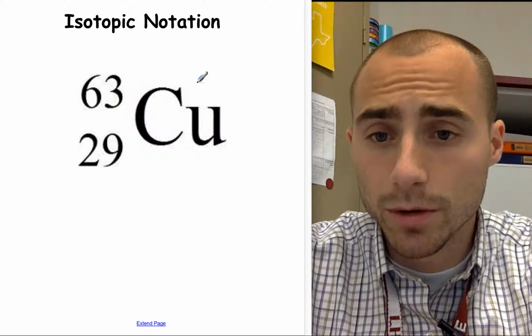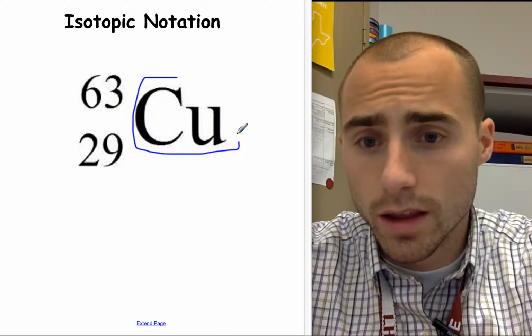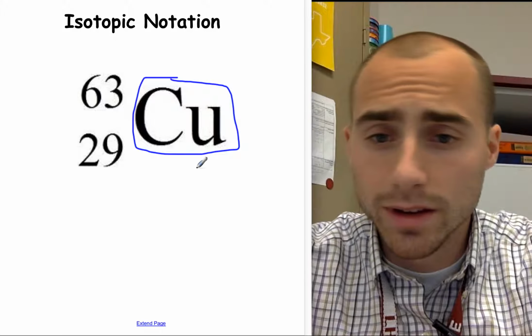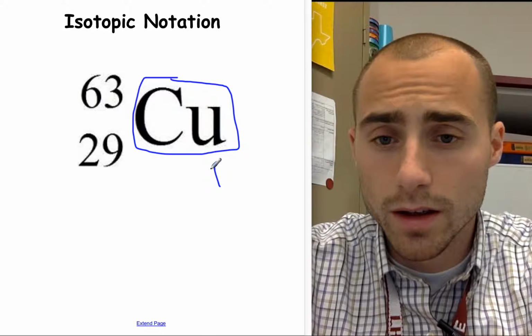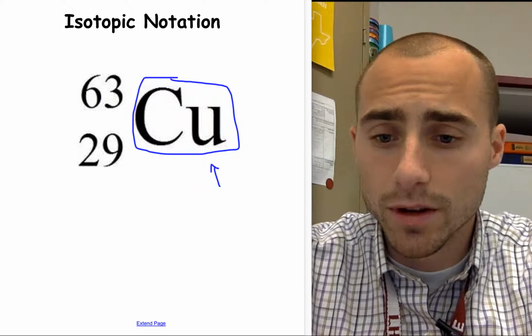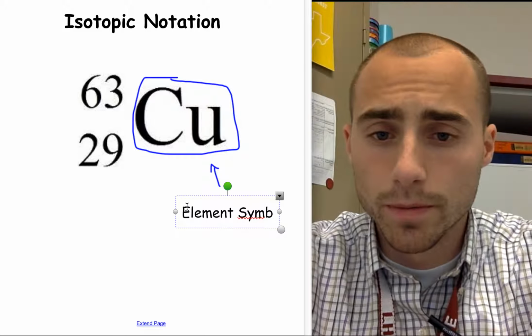For isotopic notation, you will always write the element symbol first. So right here you have the element symbol. This is copper, so you'd put the element symbol first. Let me type it there for you so you can label it in your notes. That is the element symbol.